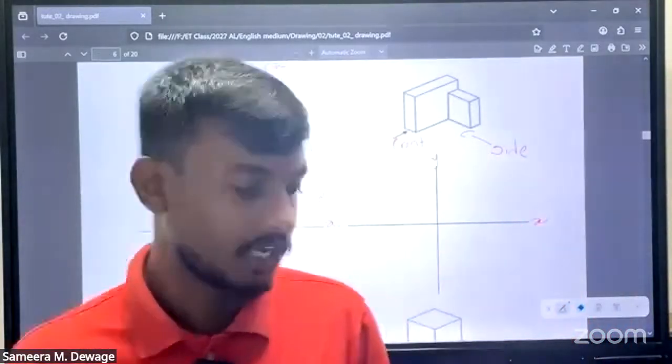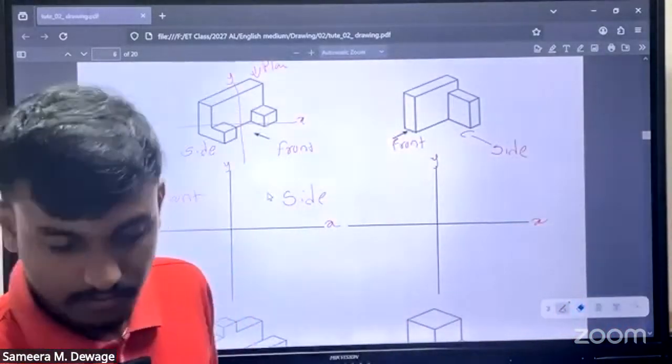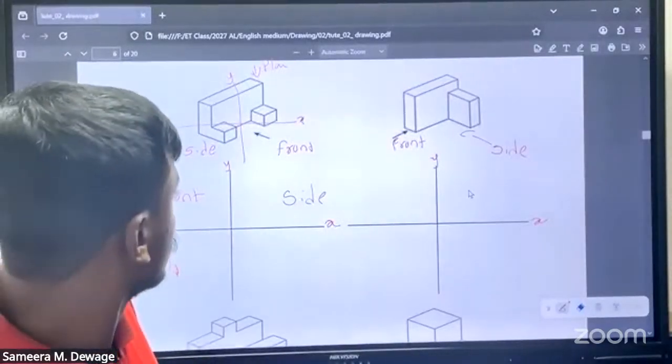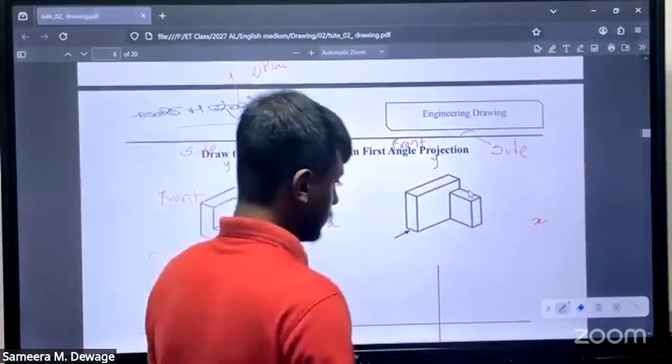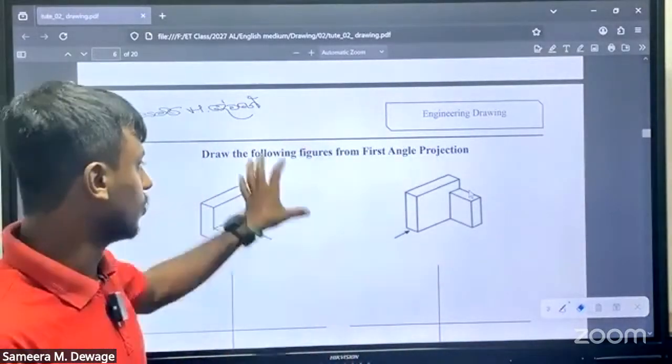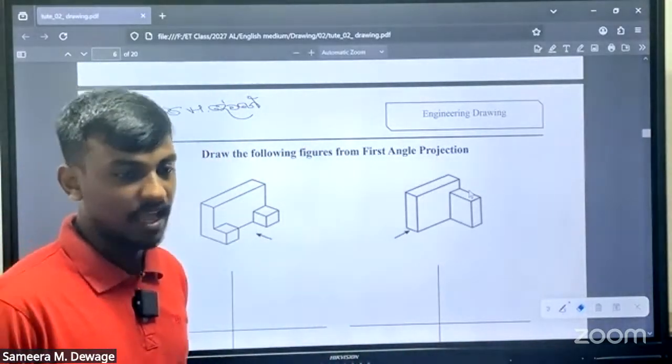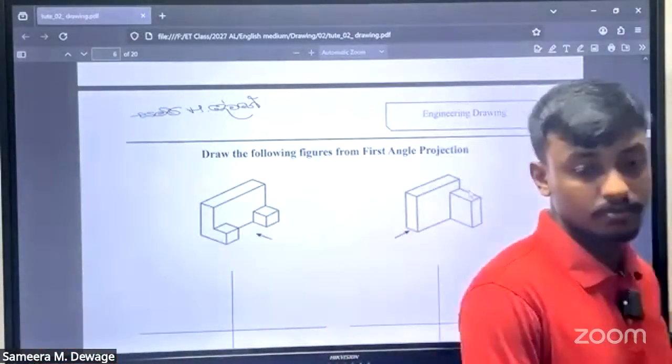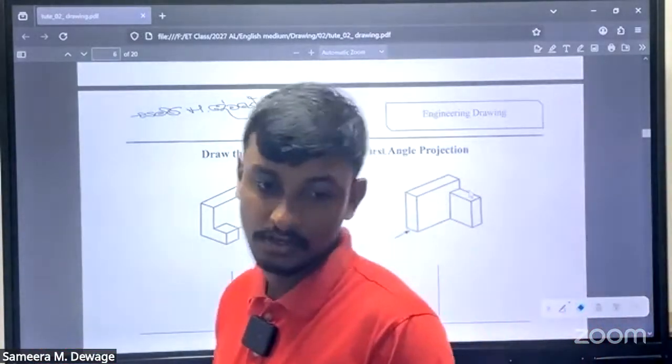Can you draw these things? Please do this part as a homework.